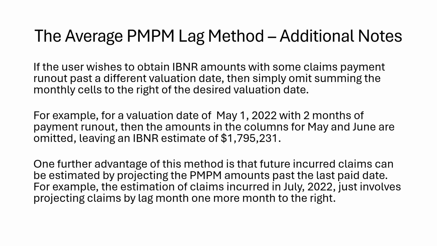If the user wishes to obtain IBNR amounts with some claims payment runout past a different valuation date, then simply omit summing the monthly cells to the right of the desired valuation date. For example, for a valuation date of May 1, 2022 with 2 months of payment runout, the amounts in the columns for May and June are omitted, leaving an IBNR estimate of $1,795,231.